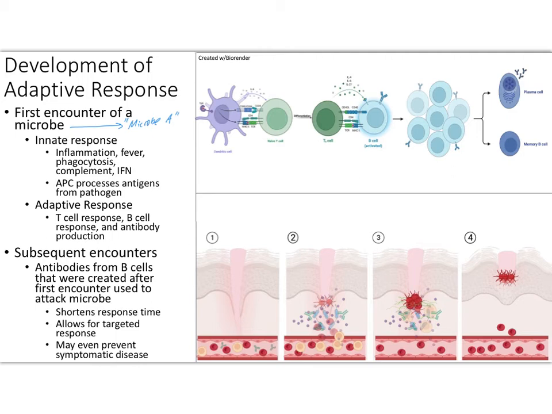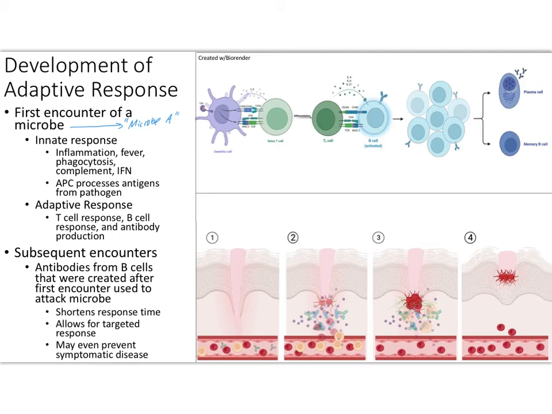What that does is help out the innate response. And so it shortens the amount of time our body needs to respond to the threat. It allows for a targeted response. And oftentimes it will prevent symptomatic disease. There are lots of times in your life that you have been exposed to microbes a second or third time in your life, and you didn't get sick from them because of the antibodies that you had from a prior infection.